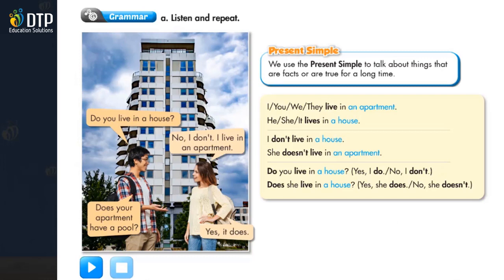Now, let's start the lesson today. So today, you will study the grammar point, simple present. Before we begin, let's listen to the dialogue.